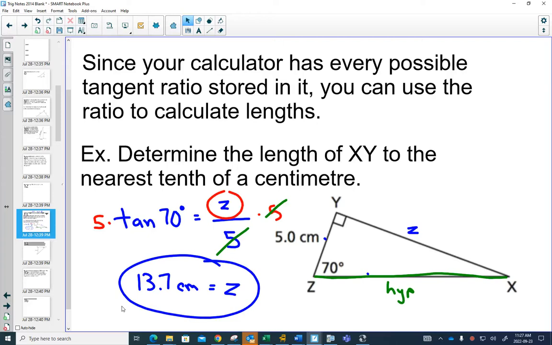And because we have this stored into our calculator, it helps us solve it. Okay?